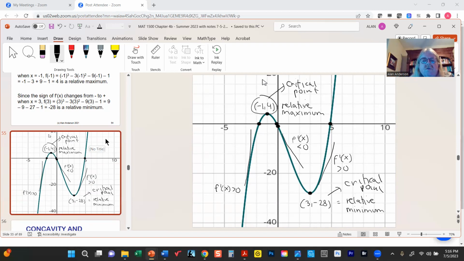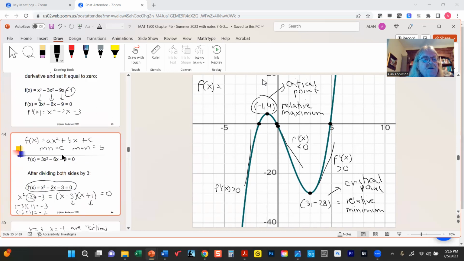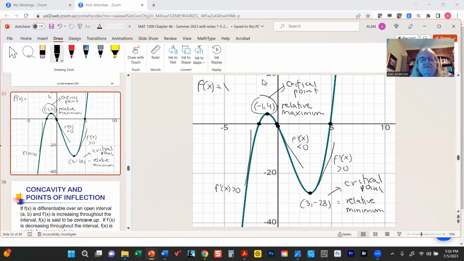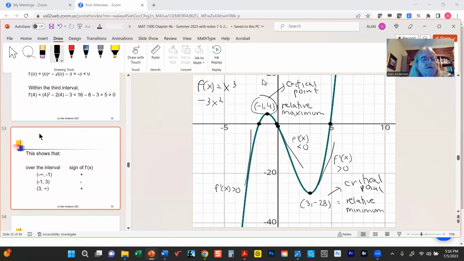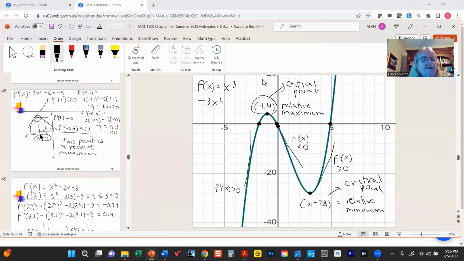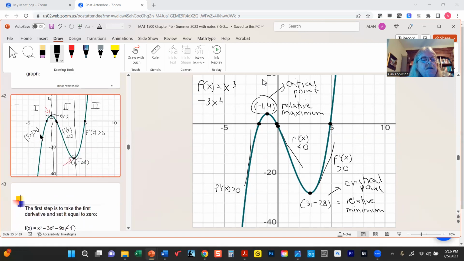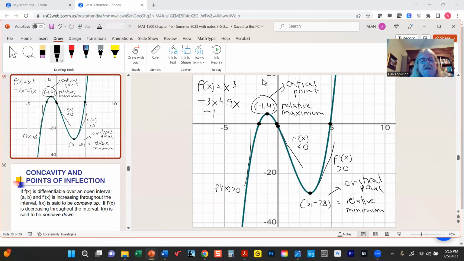Now remember, the original function, way back here, we had the original function. It was x cubed minus 3x squared minus 9x minus 1. Okay, so if you plugged in f of -1, you would discover that it's equal to 4. That's where this comes from.